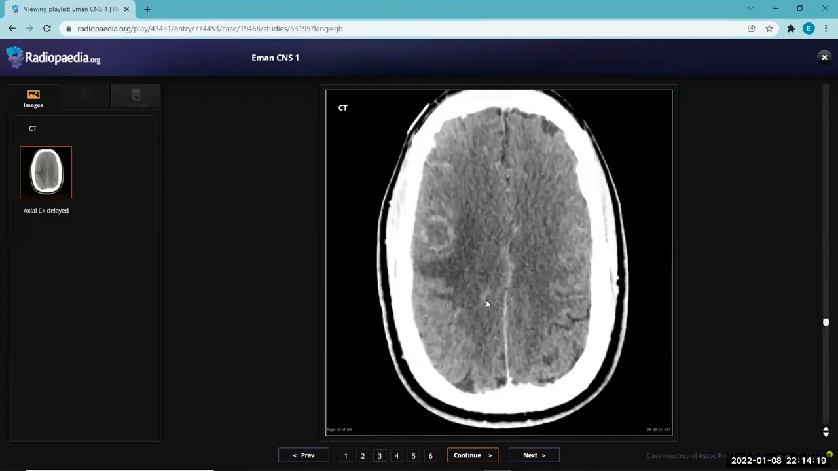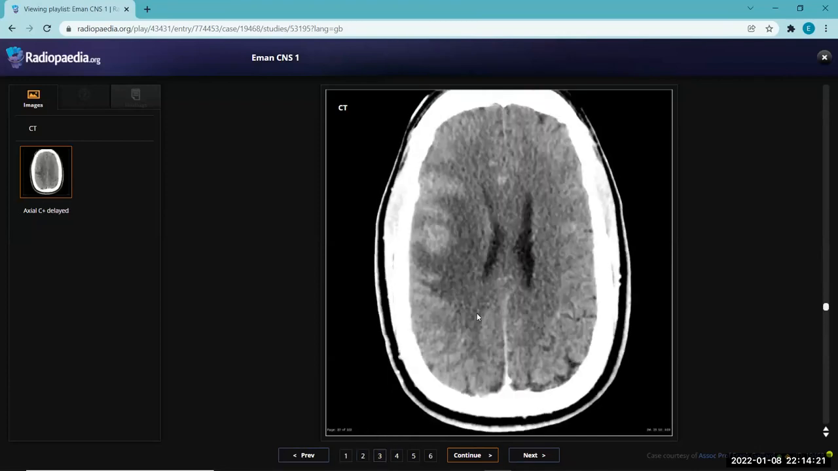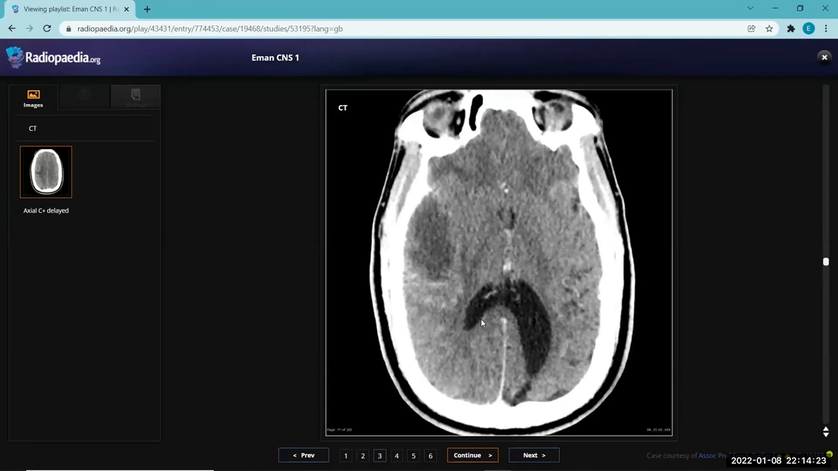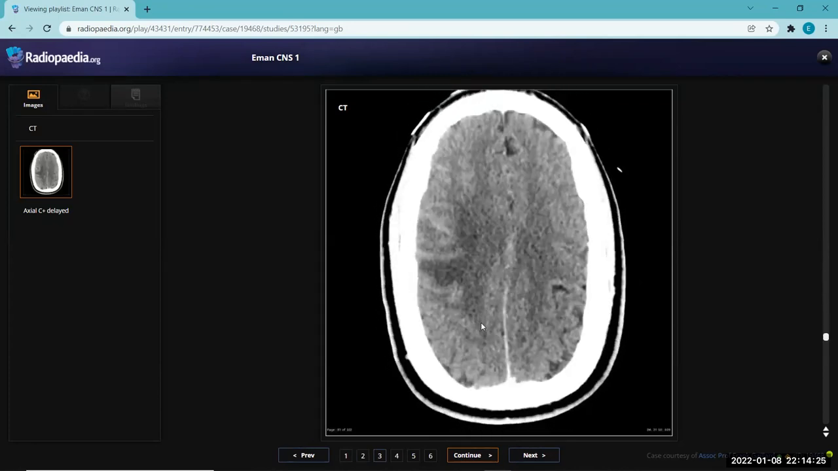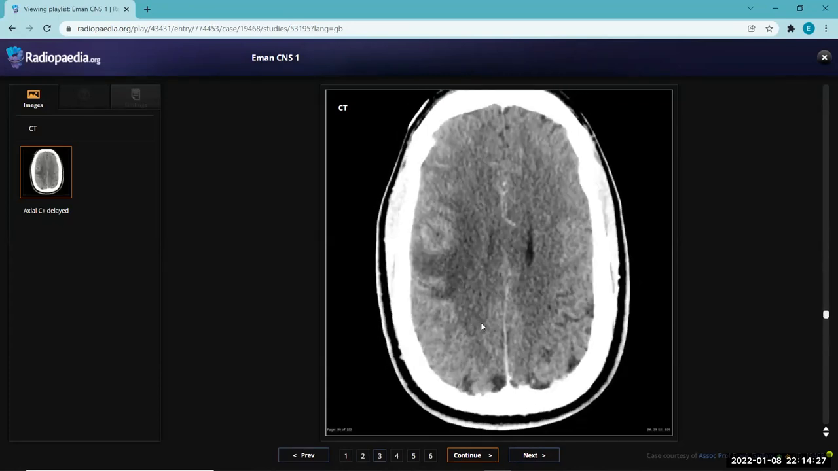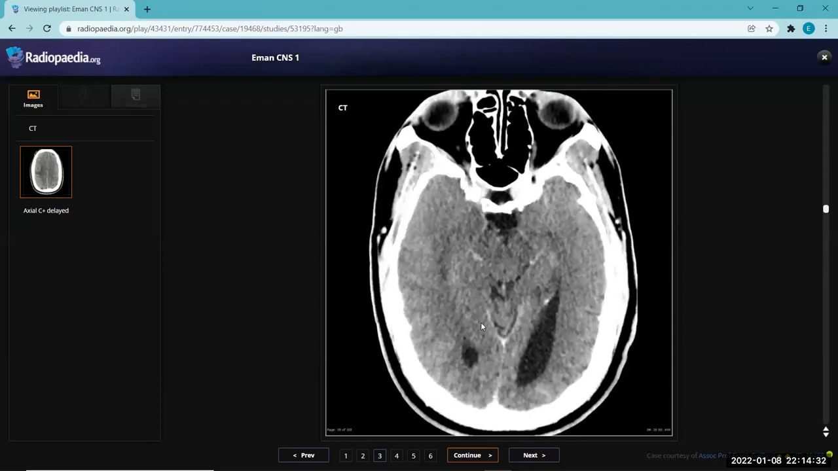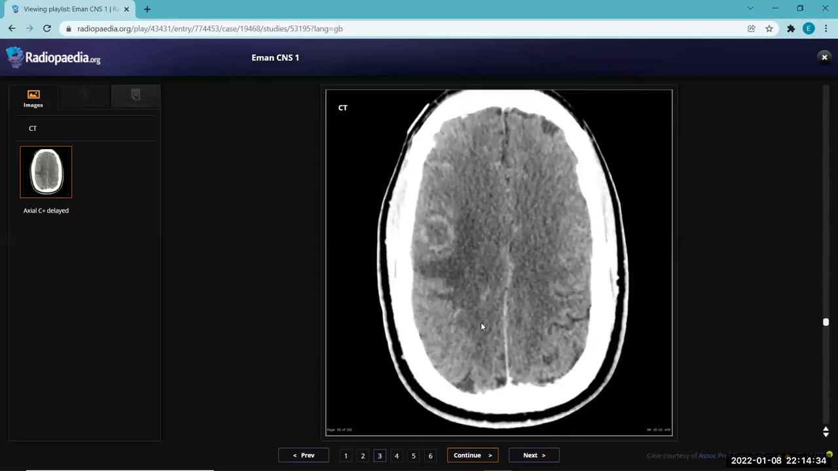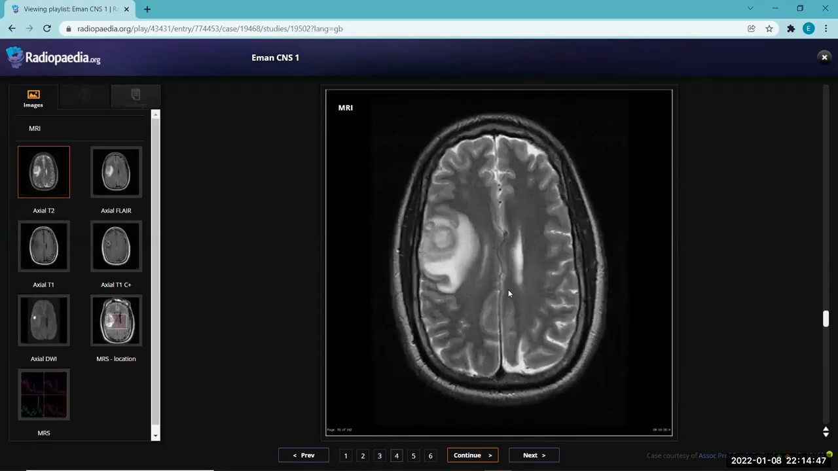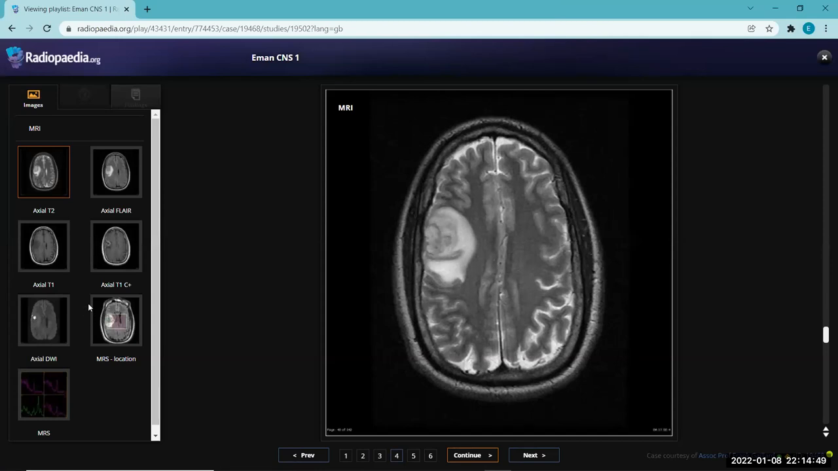Okay, this is post contrast. So the post contrast scan is showing ring enhancement of this abnormality with surrounding edema. So this is suspicious for intraparenchymal abscess. I would like to confirm it with MRI, a diffusion restriction sequence, to look for diffusion restriction on this.